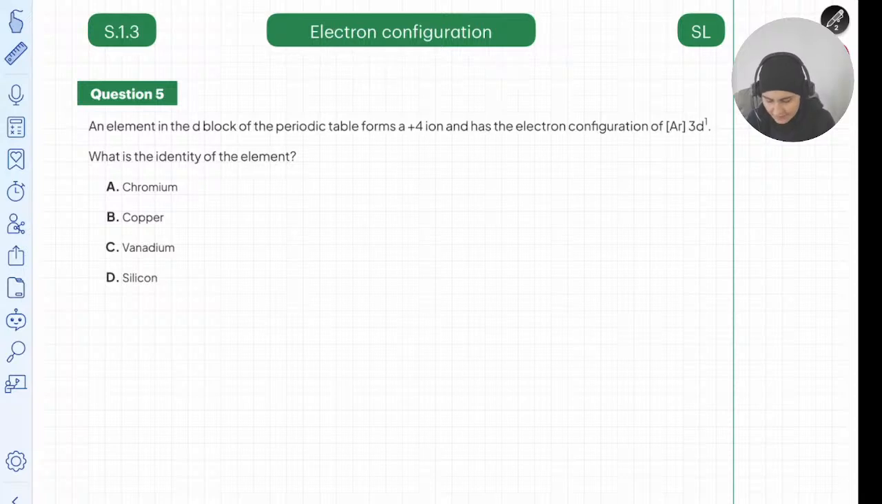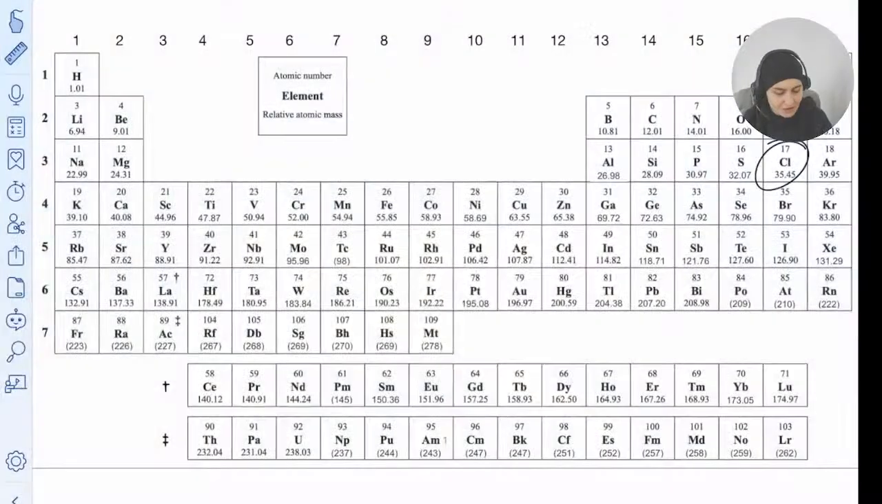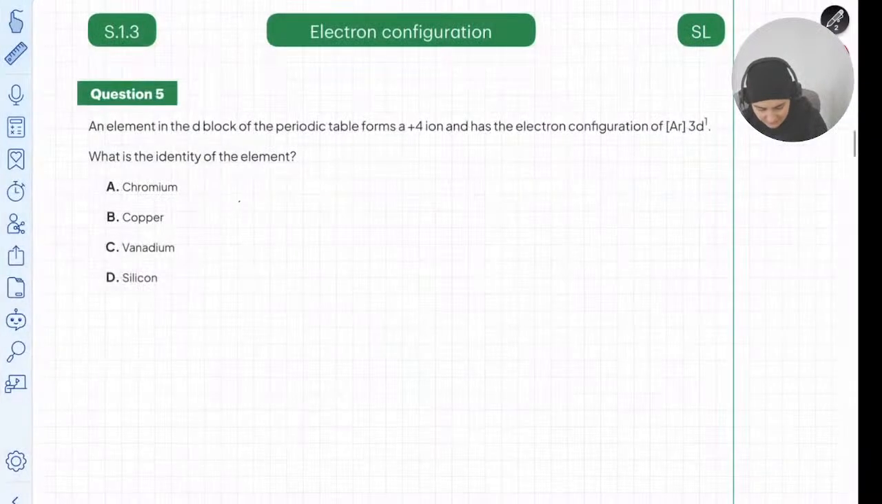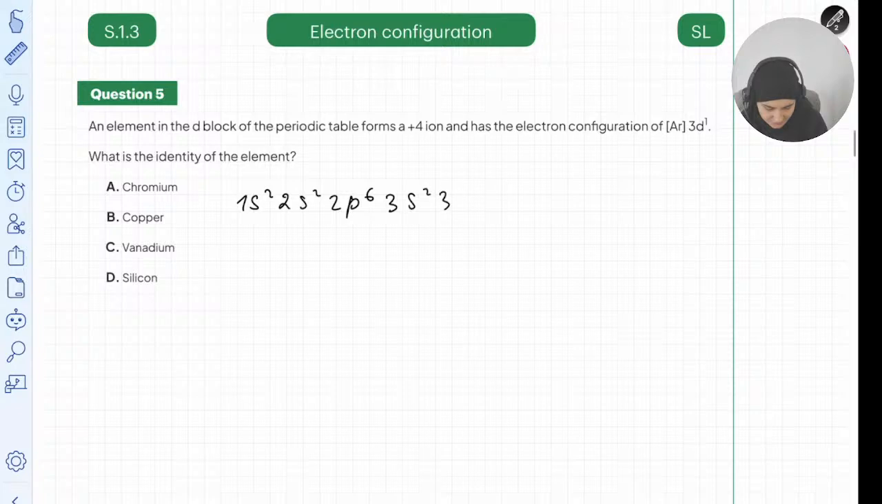Next question, question 5. An element in the d block of the periodic table forms a 4+ ion and has the electron configuration of argon 3d1. Okay, I don't like this condensed notation, argon 3d1. Let me rewrite it normally, because I think a lot of people don't see what argon is. So argon is 18 electrons, so it just means that the first 18 electrons are 1s2, 2s2, 2p6, 3s2, 3p6, that's 18. 3d1. So that's my configuration for an ion.